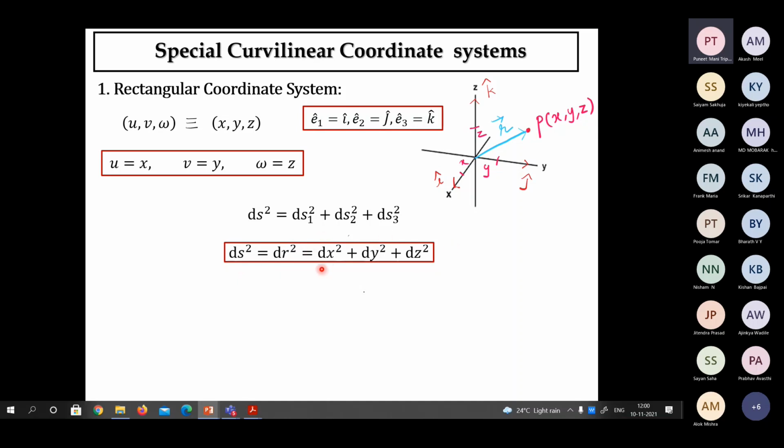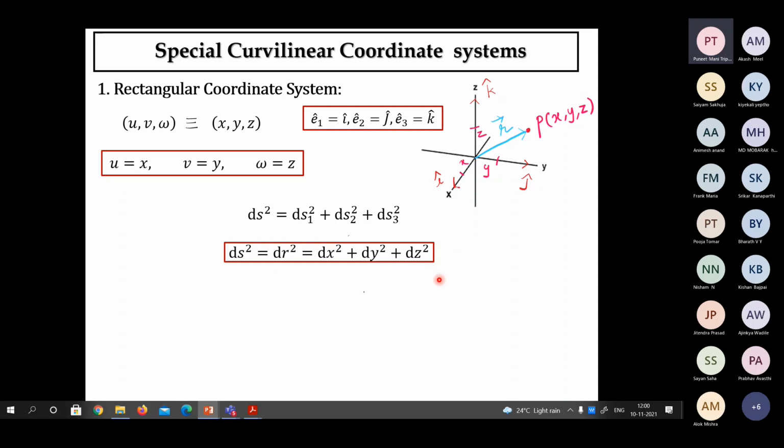Subsequently, you know what dr is. dr is dx i plus dy j plus dz k, a vector. When you take the dot product of this vector, dr dot dr, you get dr square. So you get dx square plus dy square plus dz square by definition. So for the rectangular system, dr square is this.